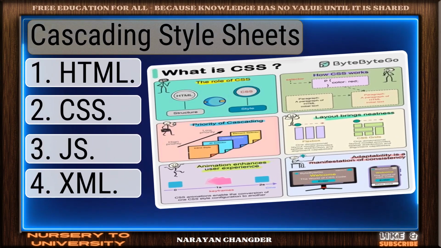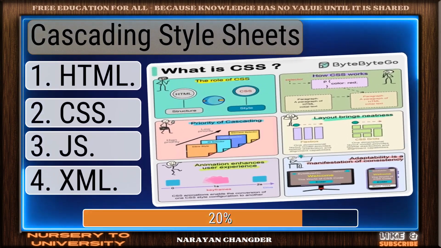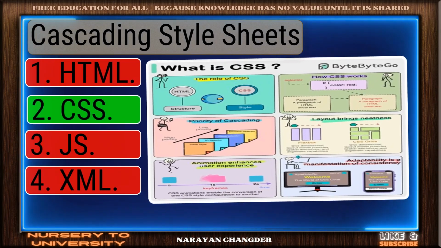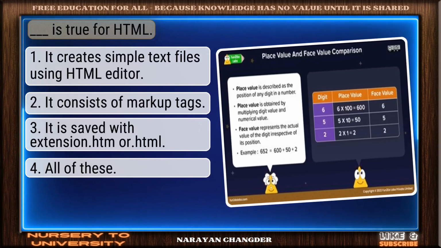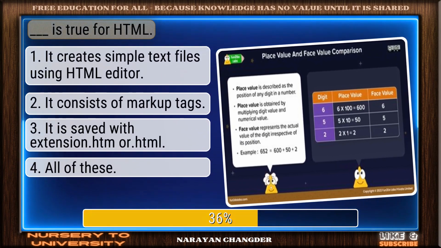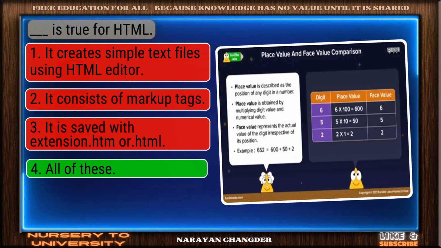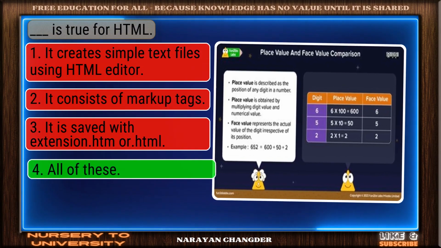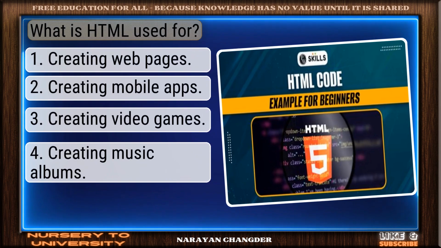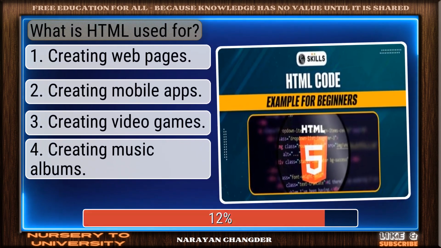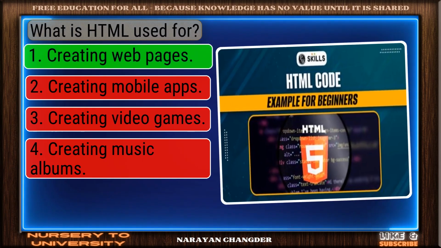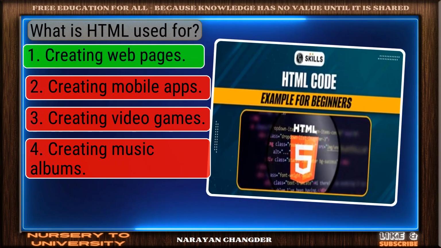Question number 56. Cascading style sheets. Good thinking. CSS is the right answer. Question number 57. Dash is true for HTML. Exactly. All of these make sense, and it is the right choice. Question number 58. What is HTML used for? Right choice. Creating web pages is the best answer.